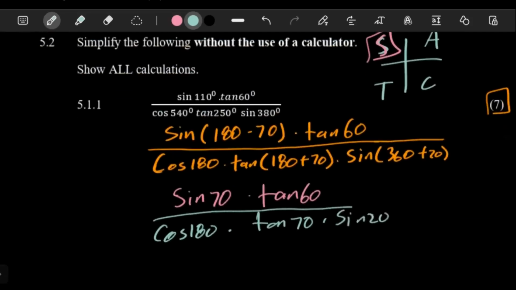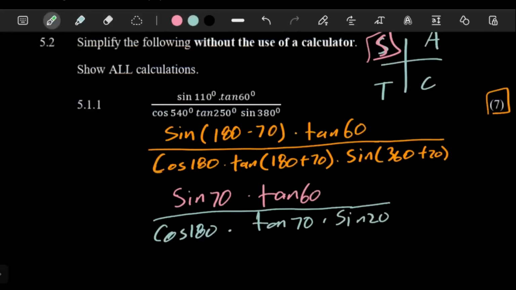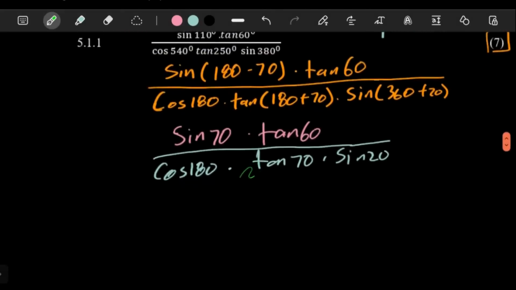We may end up getting 20 some way somehow. Well, this is a 7-mark question, so best believe we're not going to stop anytime soon. We have to keep going. So now I think we can deal with numbers now. Or not yet, the 70s and the 20s. Let's see what we can do there.